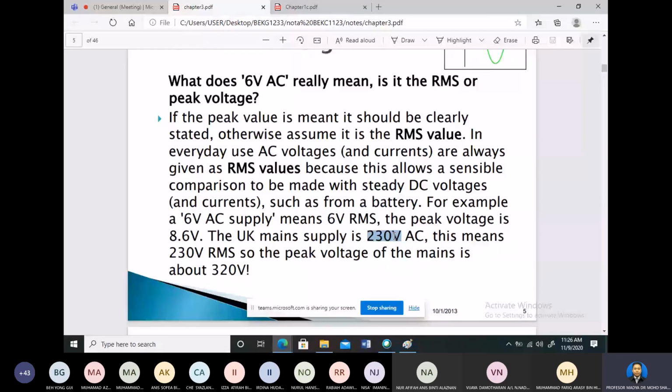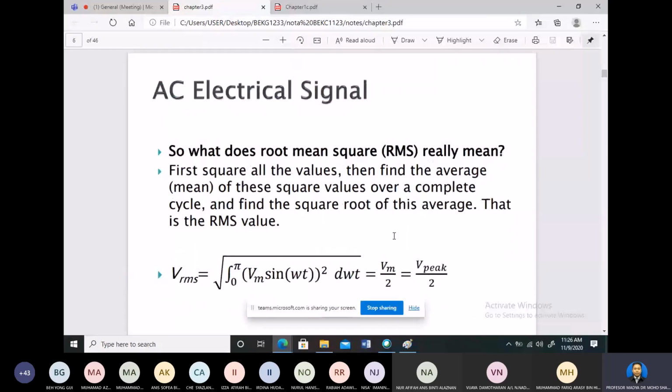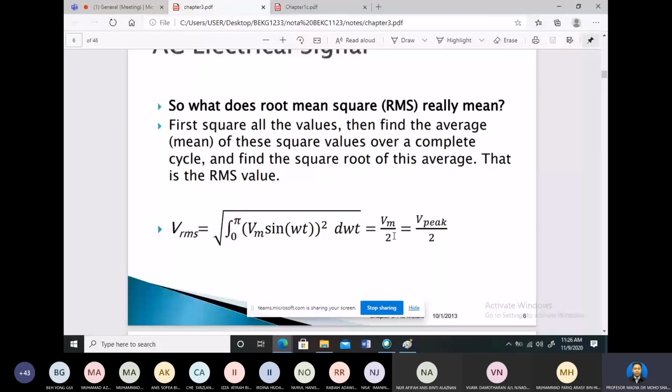Okay, so this is a formula to calculate the RMS value in the electrical signal. The RMS value is like this: the equation from pi to, okay, pi, that means 180 to 0. This is a sine wave signal. So Vm sine omega t to the power of 2, dt, d omega t.